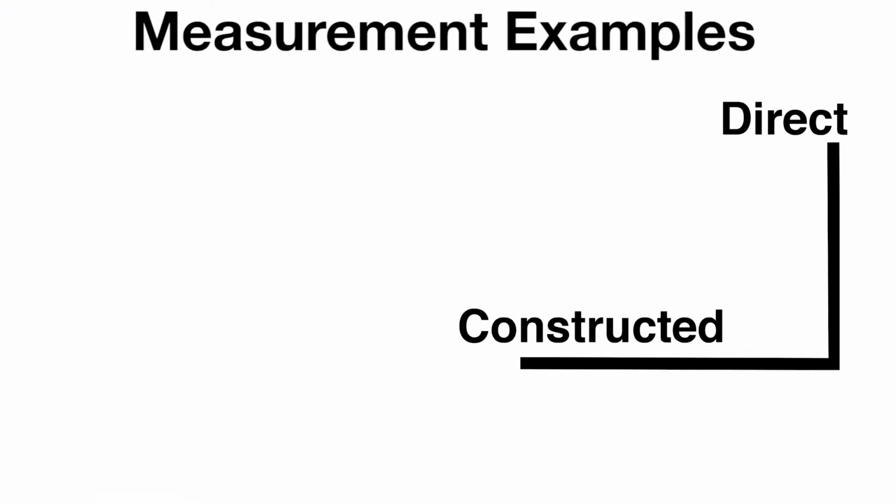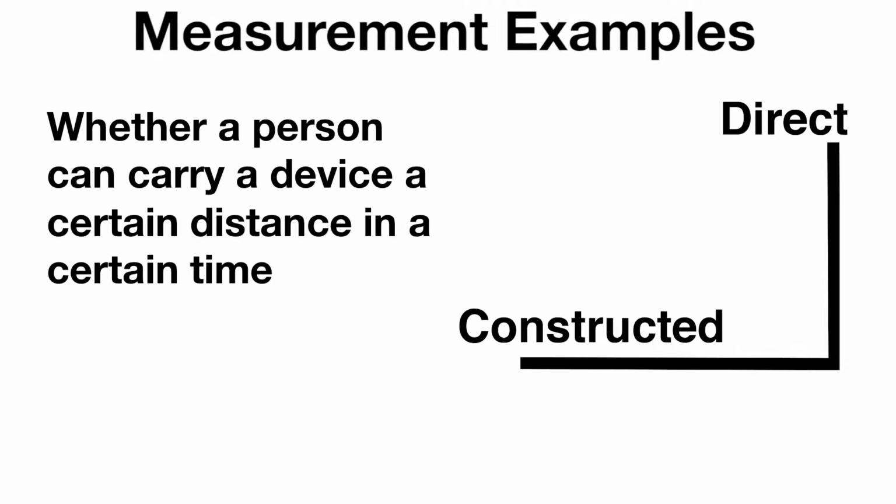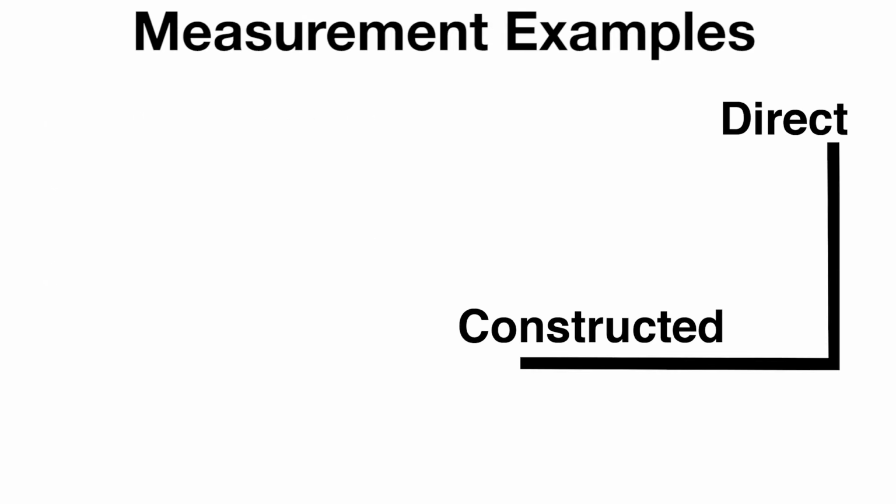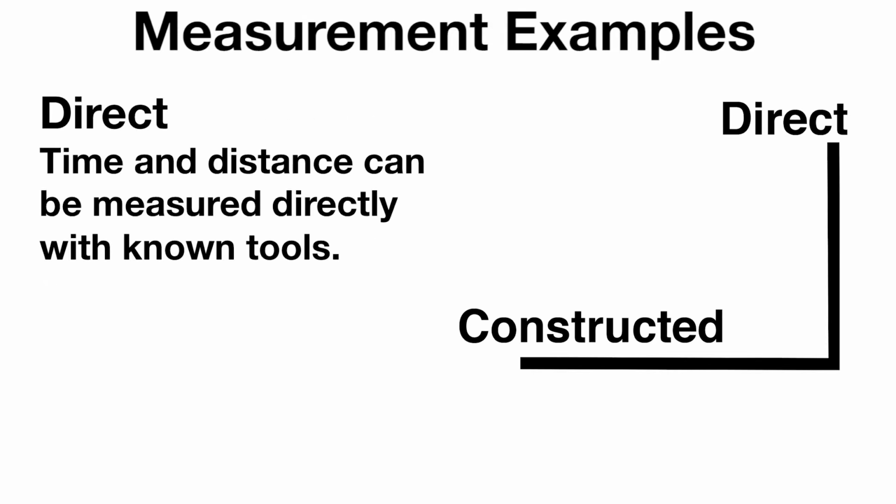For direct constructed measurements, no standard exists. You can measure it now with a direct measurement, but you may need to develop your own scale. Measurements that are direct and constructed often require interacting with users. One example of a direct constructed measurement is testing whether a person can carry a device a certain distance in a certain time. The measurement is direct because time and distance can be measured directly with known tools.